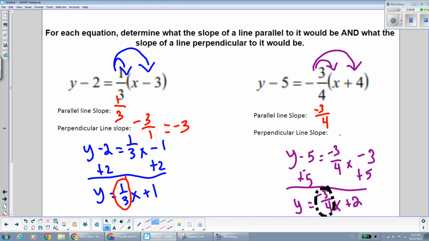The perpendicular line slope would be the opposite reciprocal. So flip the fraction and change the sign. If it was negative to begin with, now it's positive.